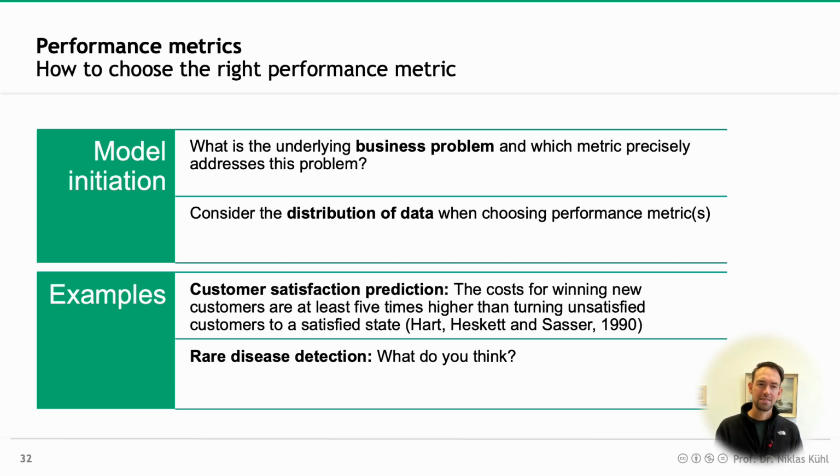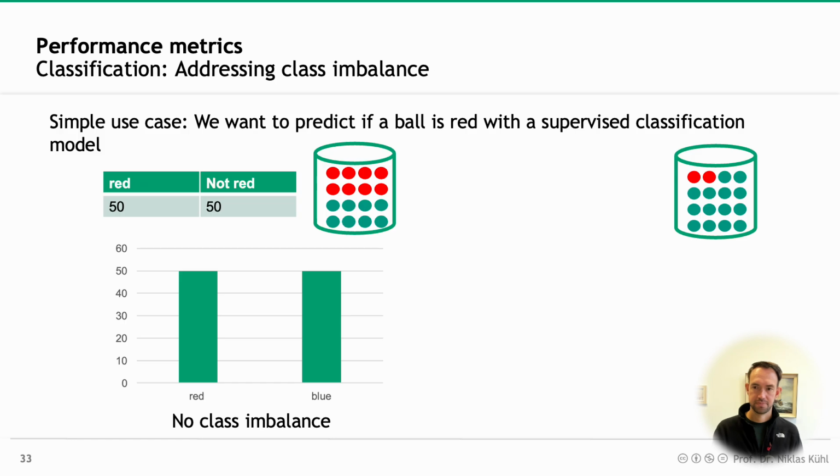But I want to stay now on the model initiation step, on this distribution of the data and why it matters so much. And this comes back to the imbalance. We talked about this whole genome sequencing last time. Now I want to make an easy example to show you why imbalance of data points is so important. So let's have an example over here. We want to predict if a ball is red, and of course do this with a supervised classification model, right? Pick a decision tree or logistic regression, whatever you want.